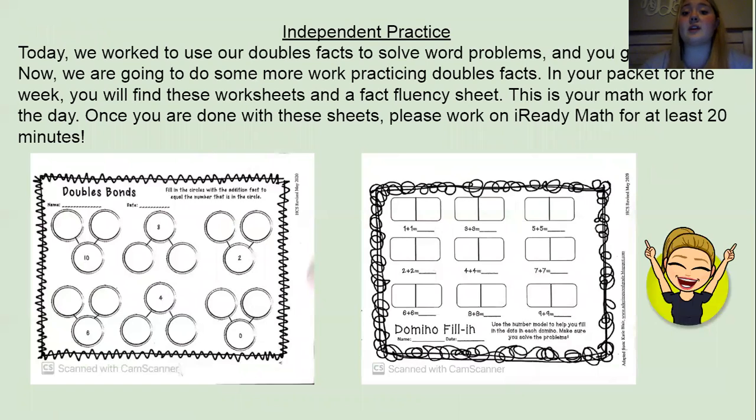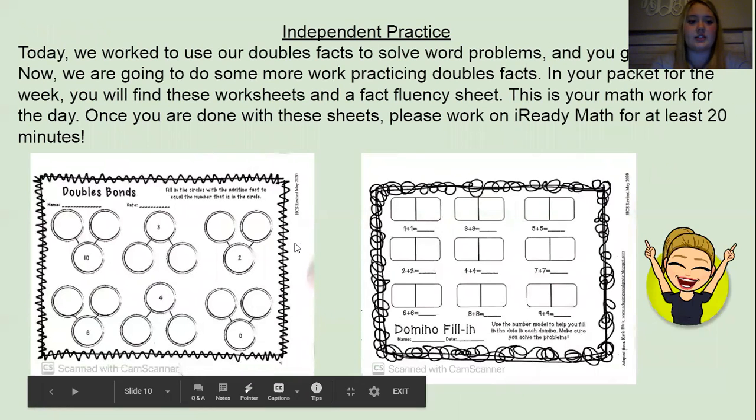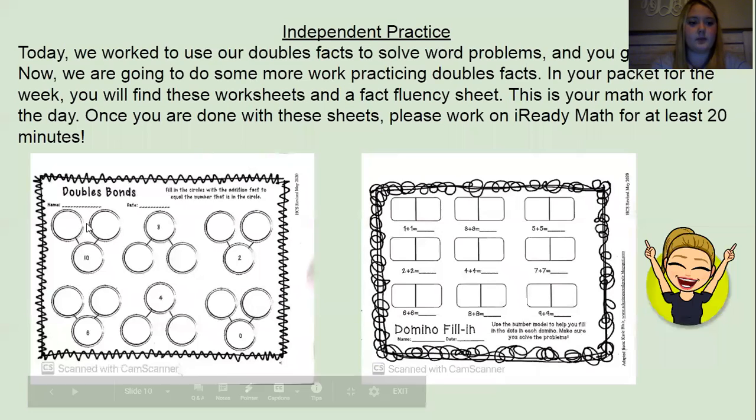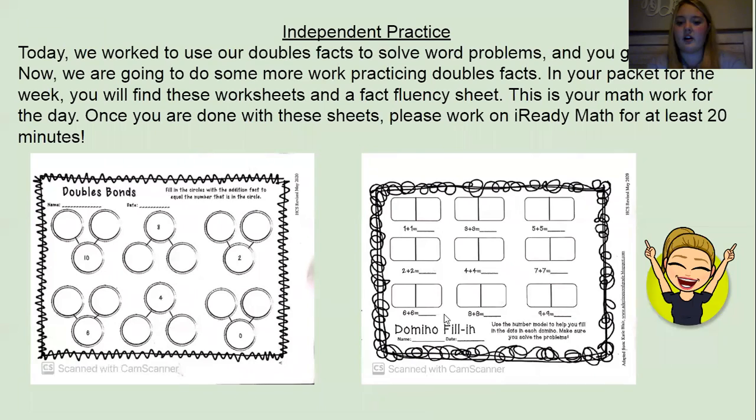Oh my goodness, we worked so hard today to use our doubles facts to solve word problems, didn't we? We really did. You guys did a great job. Now we are going to do some more work practicing doubles facts in our independent time. So in your packet for the week, you will find these 2 sheets. This worksheet is a doubles bonds worksheet, where you've got some number bonds here, and you are going to put the two doubles facts that solve the problem in the two bubbles. And then this page is called domino fill-in. It can look a little confusing, but it's really easy. You guys are going to love it.